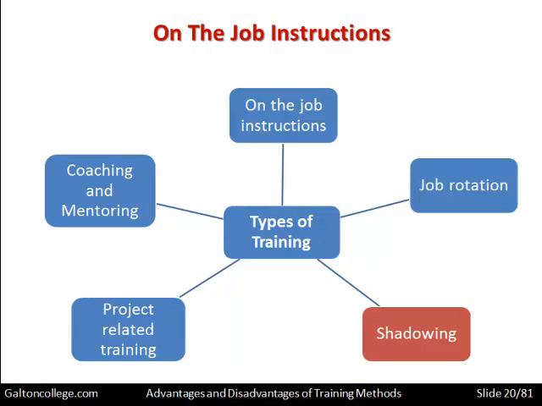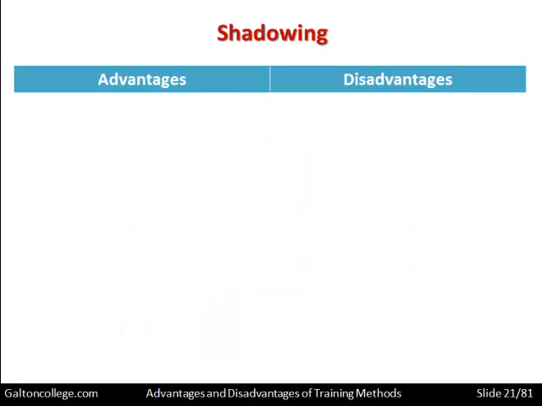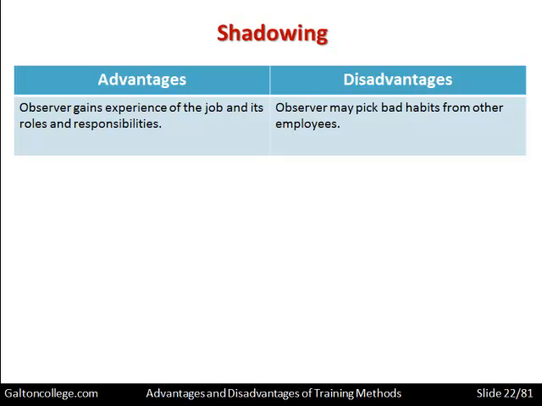Another form of on-the-job instructions is shadowing. Again, advantages and disadvantages of shadowing. Well, the advantages are the observer gains experience of the job and its roles and responsibilities. So the observer, the trainee, can watch how the job is done by an expert, by someone who's highly trained in the area. So they watch and they learn. And that's the idea of shadowing. They are learning by observation.